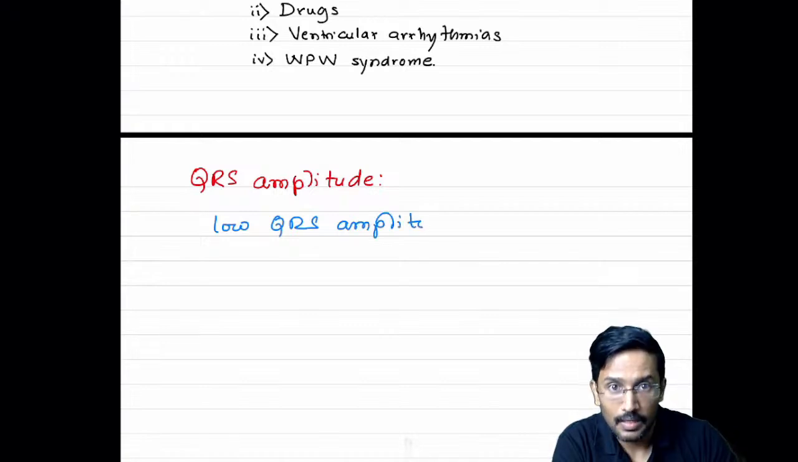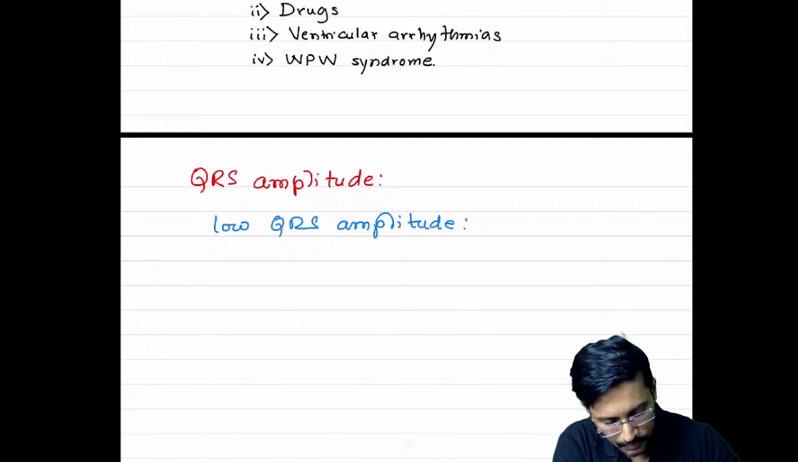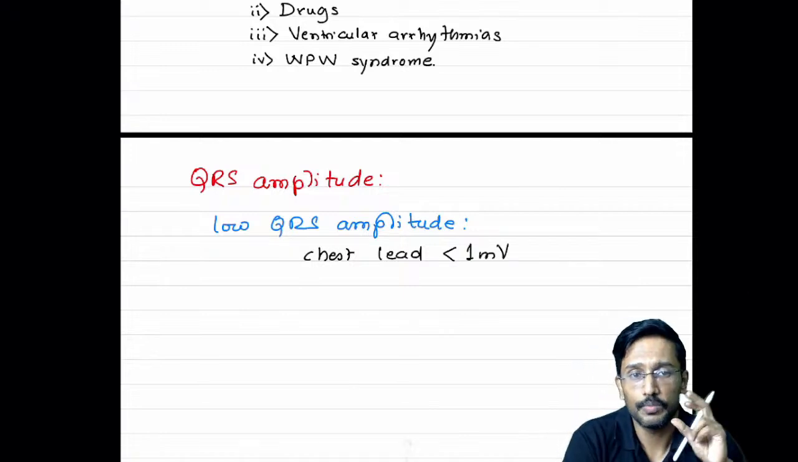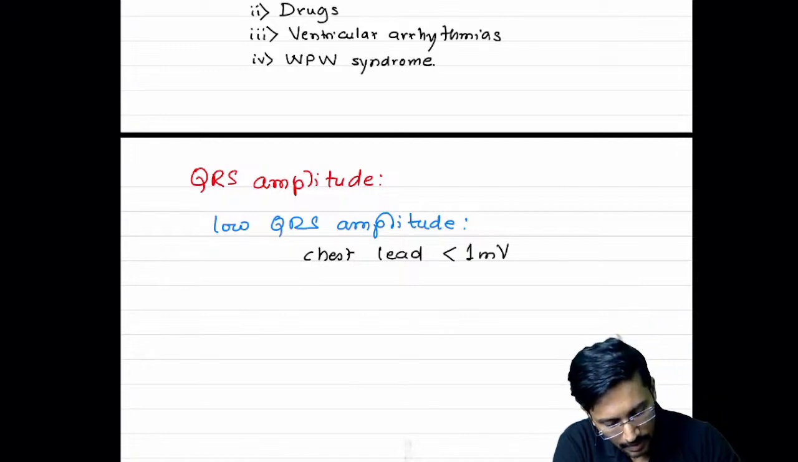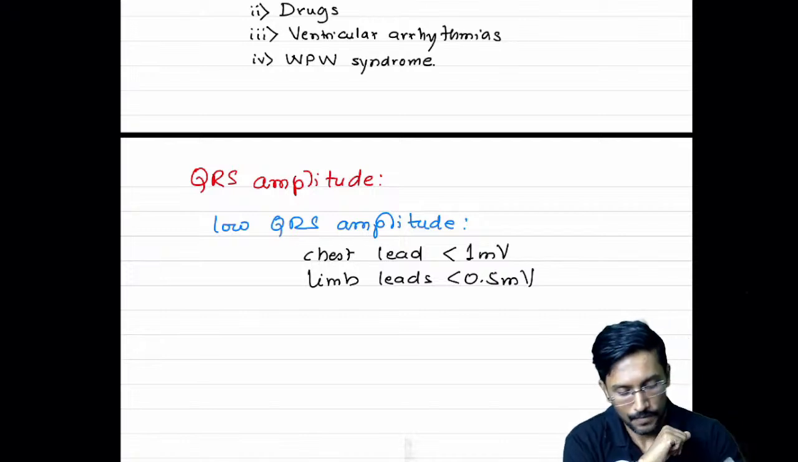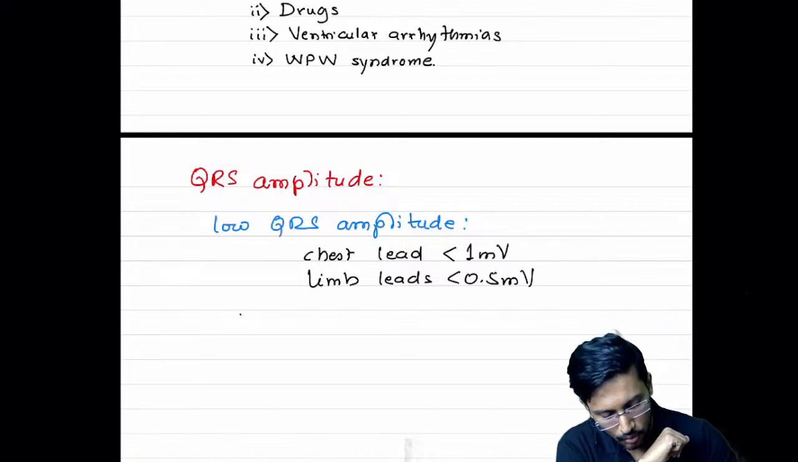Low QRS amplitude. What does it indicate? That means in chest leads, the QRS is less than 1 millivolt. 1 millivolt means less than 10 small squares, and in limb leads it is less than 0.5 millivolts. In what conditions can I get it? Causes for this low QRS amplitude.